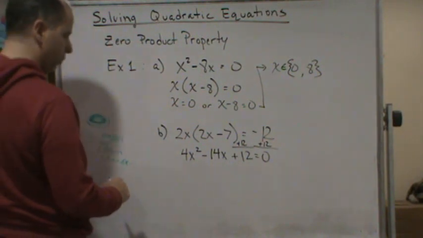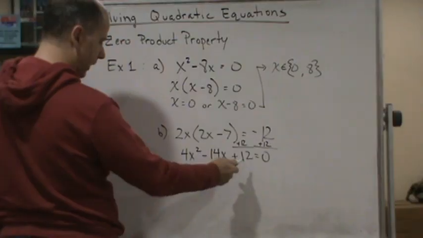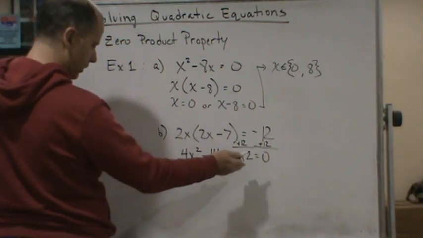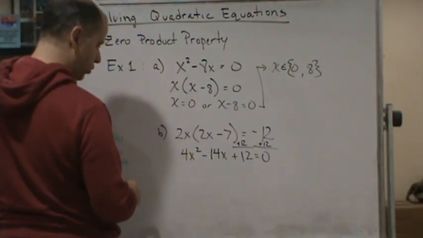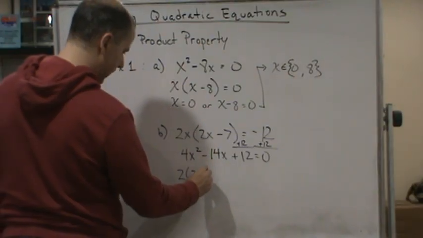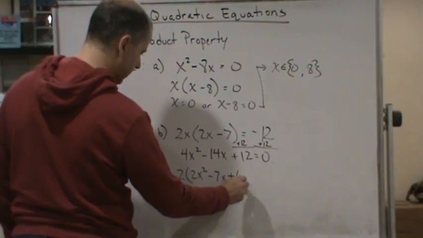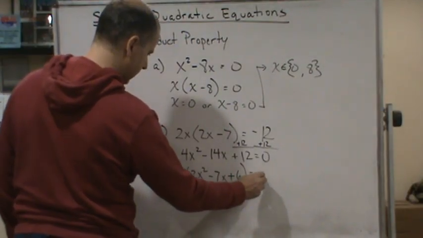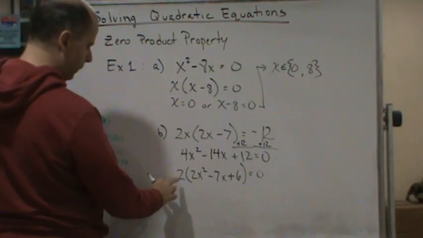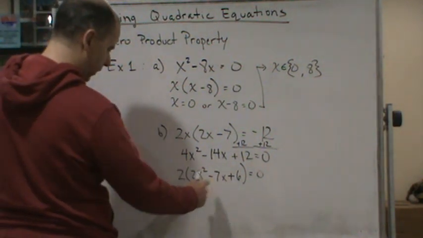And so now I can look at factoring this. So the first thing I'm going to do is look for a greatest common factor, right? Go through the steps that we've learned before. And so the greatest common factor here is 2. So I'm going to factor out 2. So I get 2 times (2x squared minus 7x plus 6) is equal to 0. Okay? Now I can't do the zero product principle because this is just a constant. Okay, so let's see if I can factor this here.